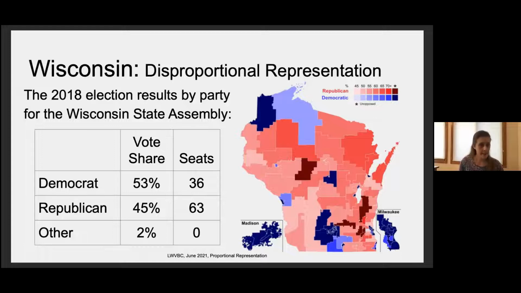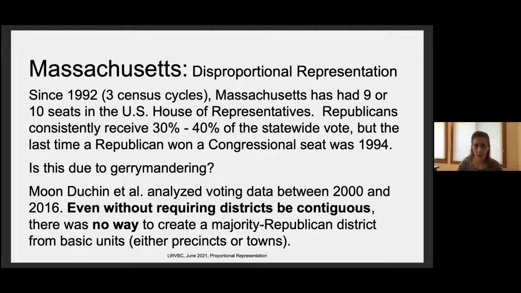Okay, let me tell you another story. Massachusetts. Massachusetts also has extremely disproportional representation, this time at the level of Congress. Since 1992, Massachusetts has had either 9 or 10 seats in the US House of Representatives. And in statewide elections, Republicans consistently get 30 to 40% of the vote. So you might think that they would get 3 or 4 of these seats. But in fact, there has not been a single Republican member of Congress from Massachusetts since 1994. So this sure sounds like gerrymandering, right? It's extremely disproportional. And so is this due to gerrymandering?